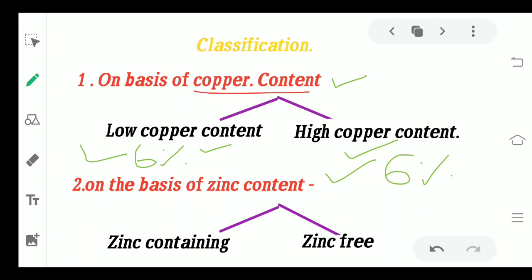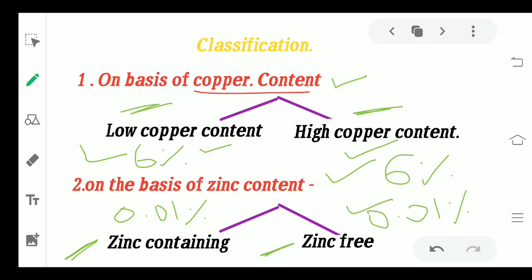Now coming to on the basis of zinc content. Zinc containing are the ones which have zinc from 0.01% and more, and zinc free are the ones which have got no zinc or the zinc level is less than 0.01%. I hope I'm clear till here. So on the basis of copper you have two, that is low copper content and high copper content. On the basis of zinc you have zinc containing and zinc free.